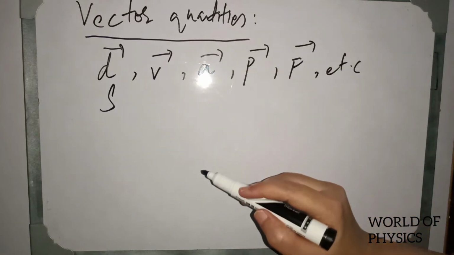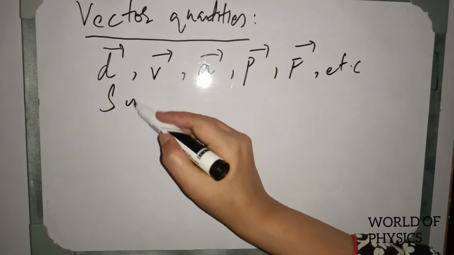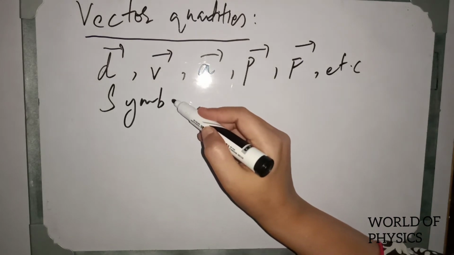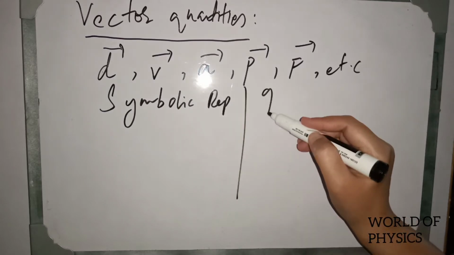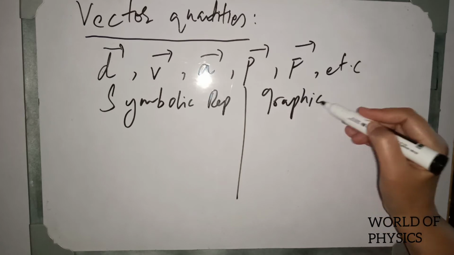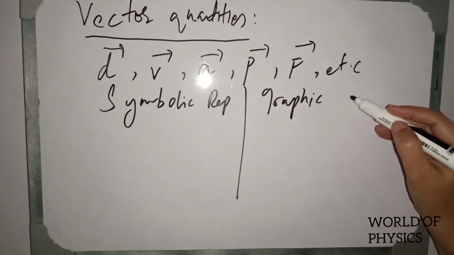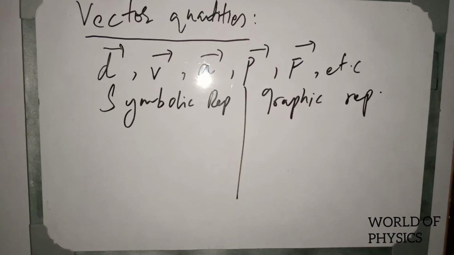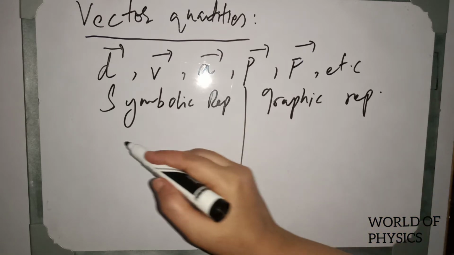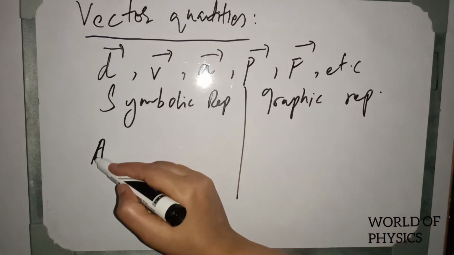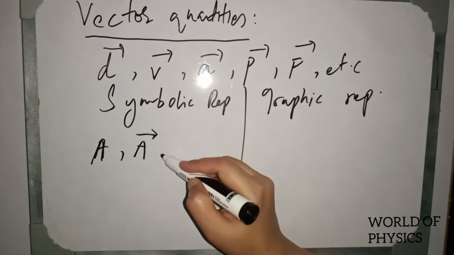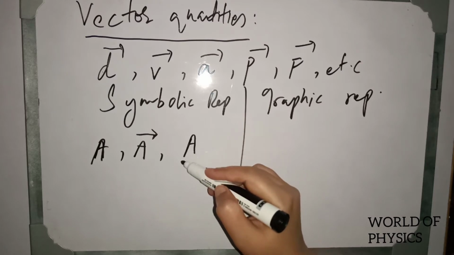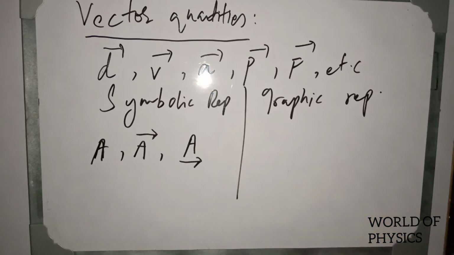So, how they are represented symbolically and how they are represented graphically. Symbolic representation and graphic representation. We will discuss these two, symbolic and graphic representation of vectors. Symbolically, vectors are represented by a bold letter only or a simple letter with an arrowhead over it or a simple letter with an arrowhead below it. This is called symbolic representation of vectors.